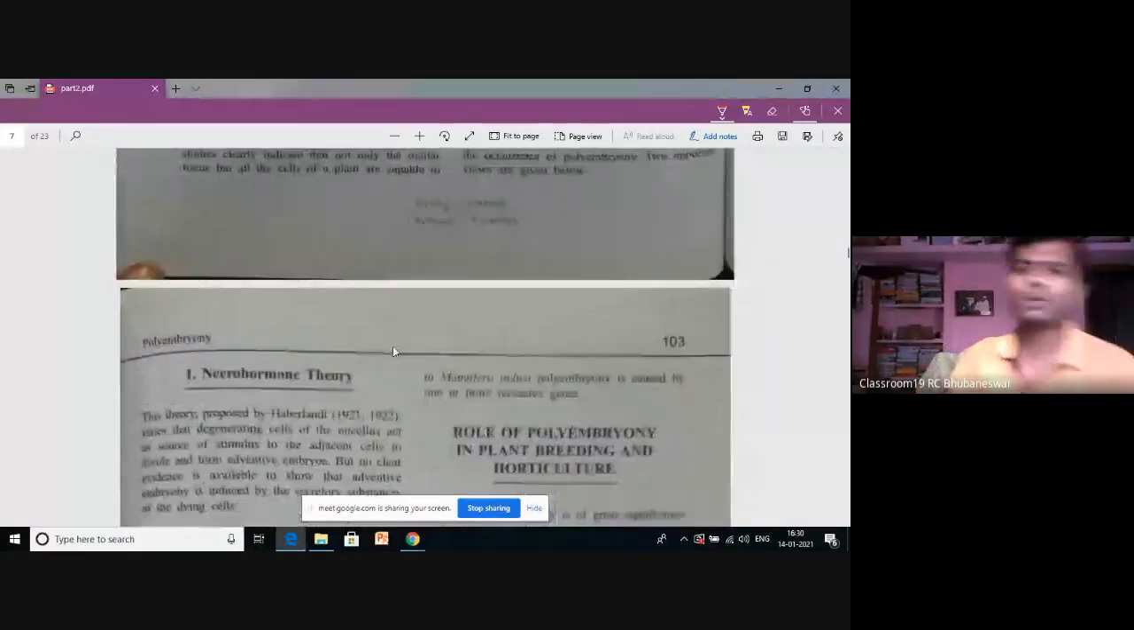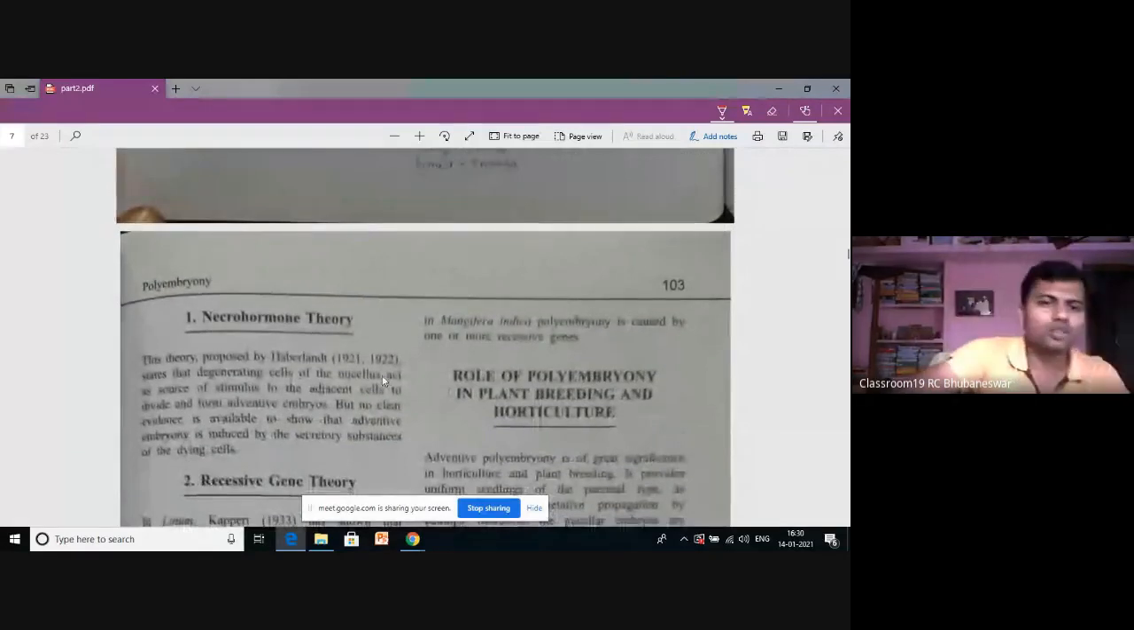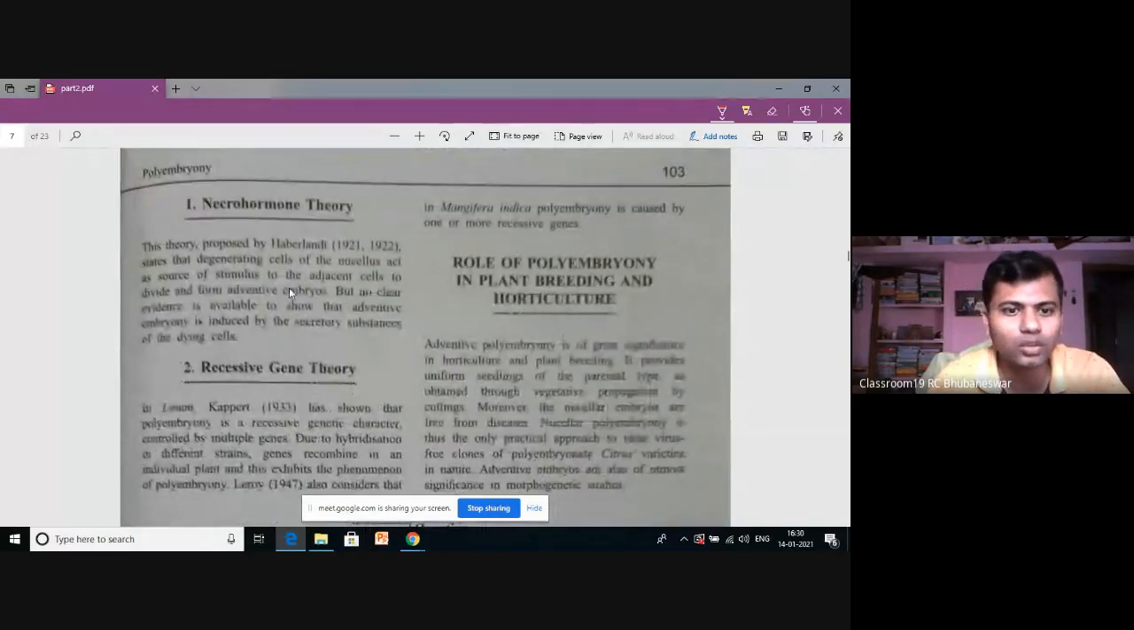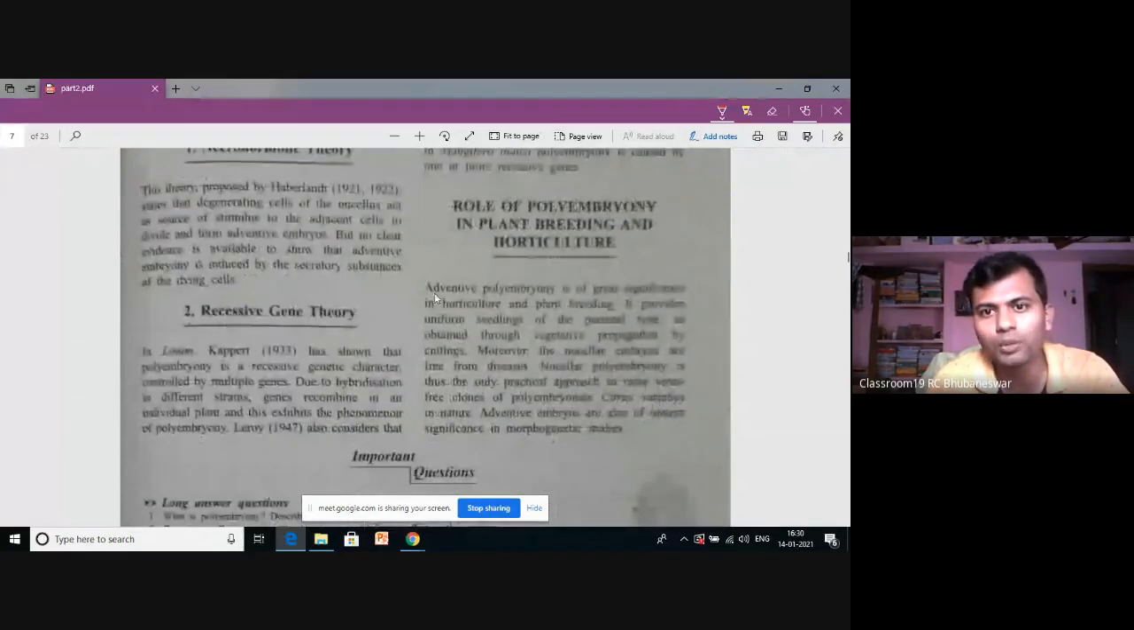To explain polyembryony, a number of theories have been proposed. One is the necrohormone theory, another is the recessive gene theory, and there is no need to explain these theories. Then the role of polyembryony in plant breeding and horticulture.